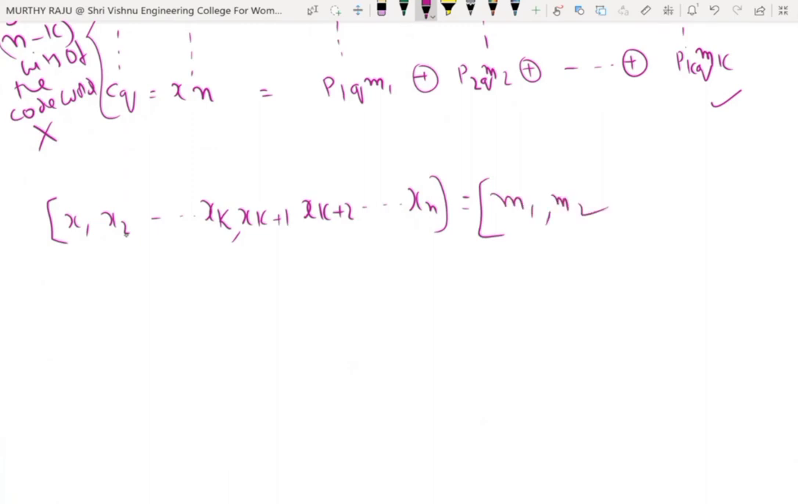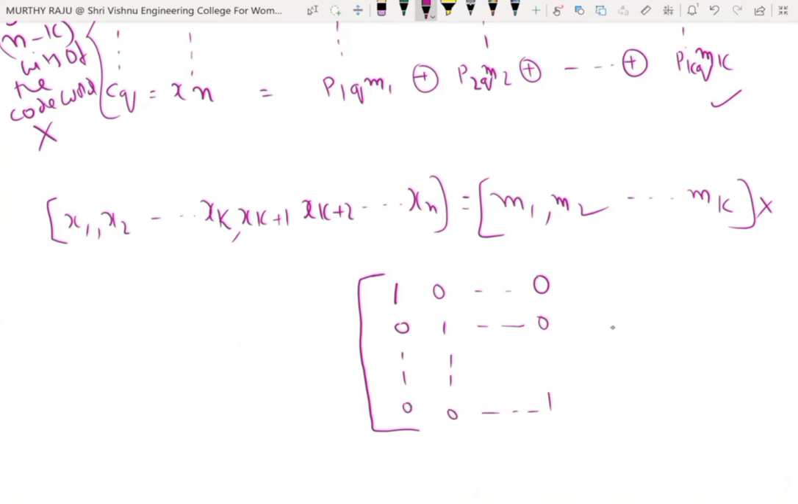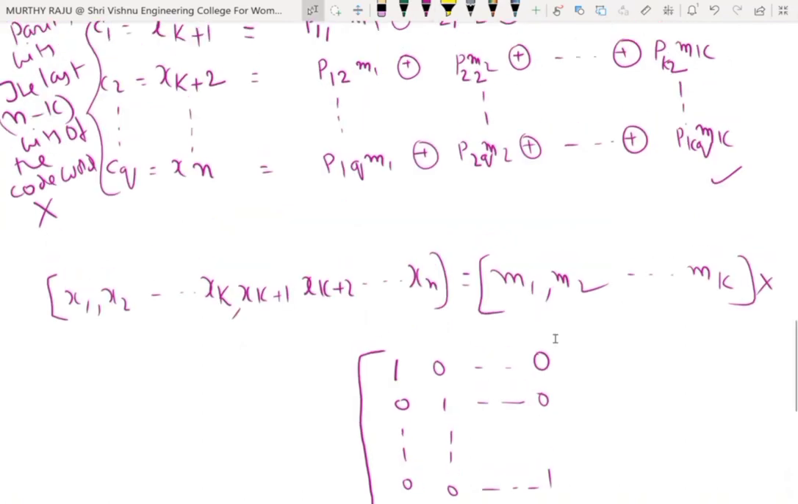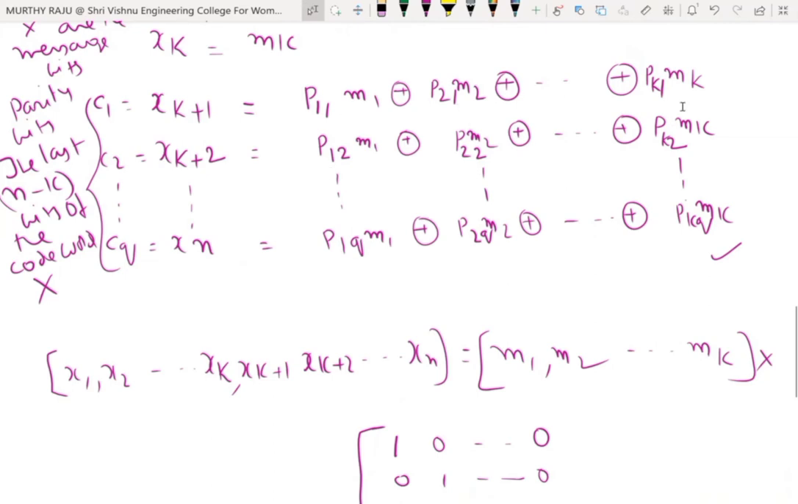Here m1, m2 up to mk, multiplied by some identity matrix here: 1 0 0, 0 1 0, 0 0 1, and also there the P11, P21, PK1.